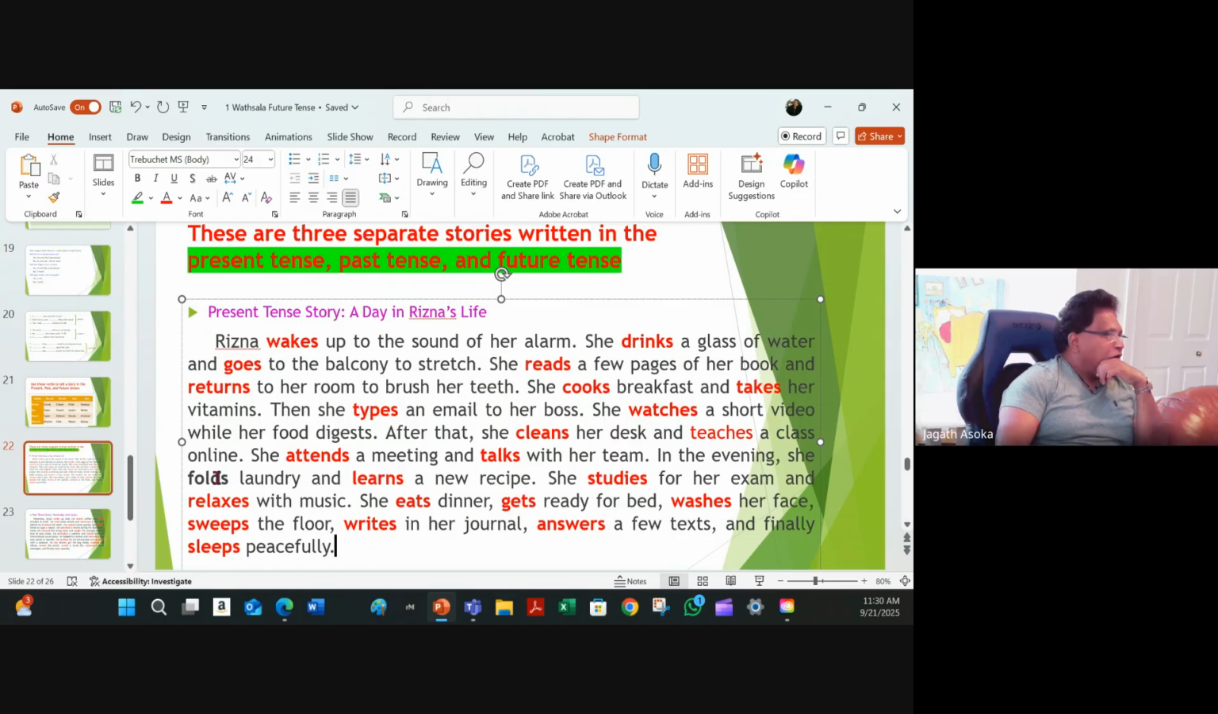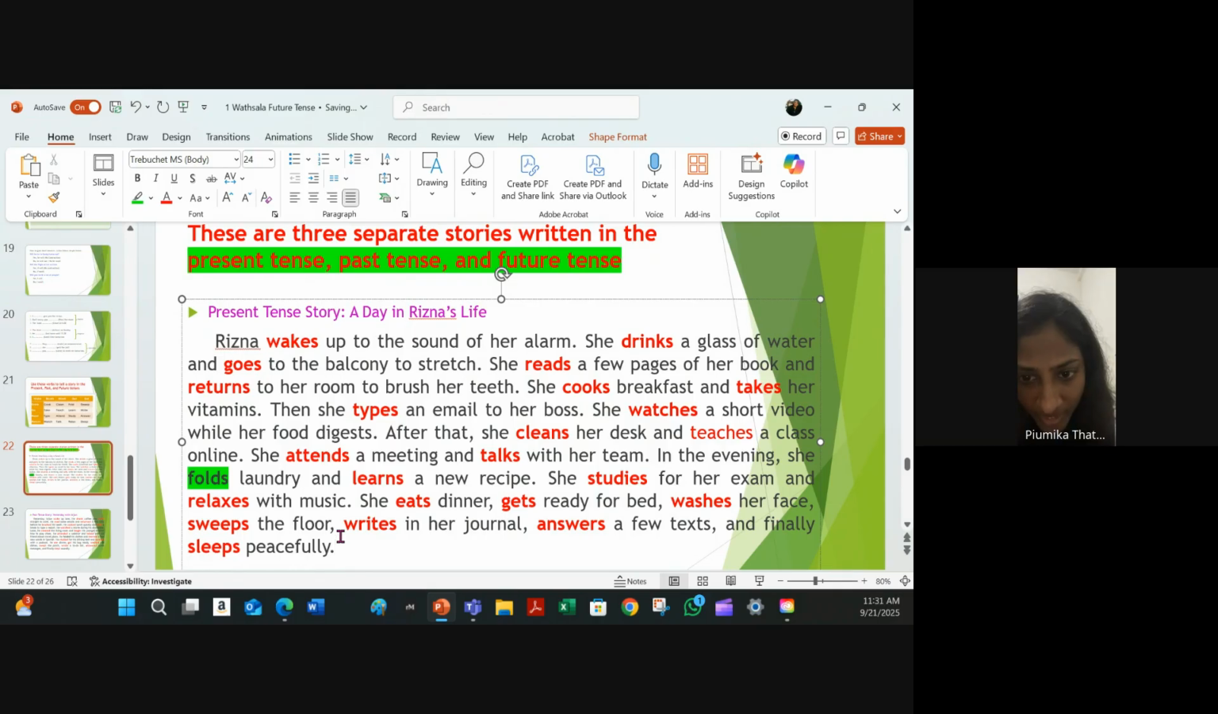They fall, study, right? There's no is. Okay, they study for their exam and relax with music. They eat dinner, get ready for bed, wash their face, sweep the floor, write in their journal, answer a few texts, and finally sleep peacefully.